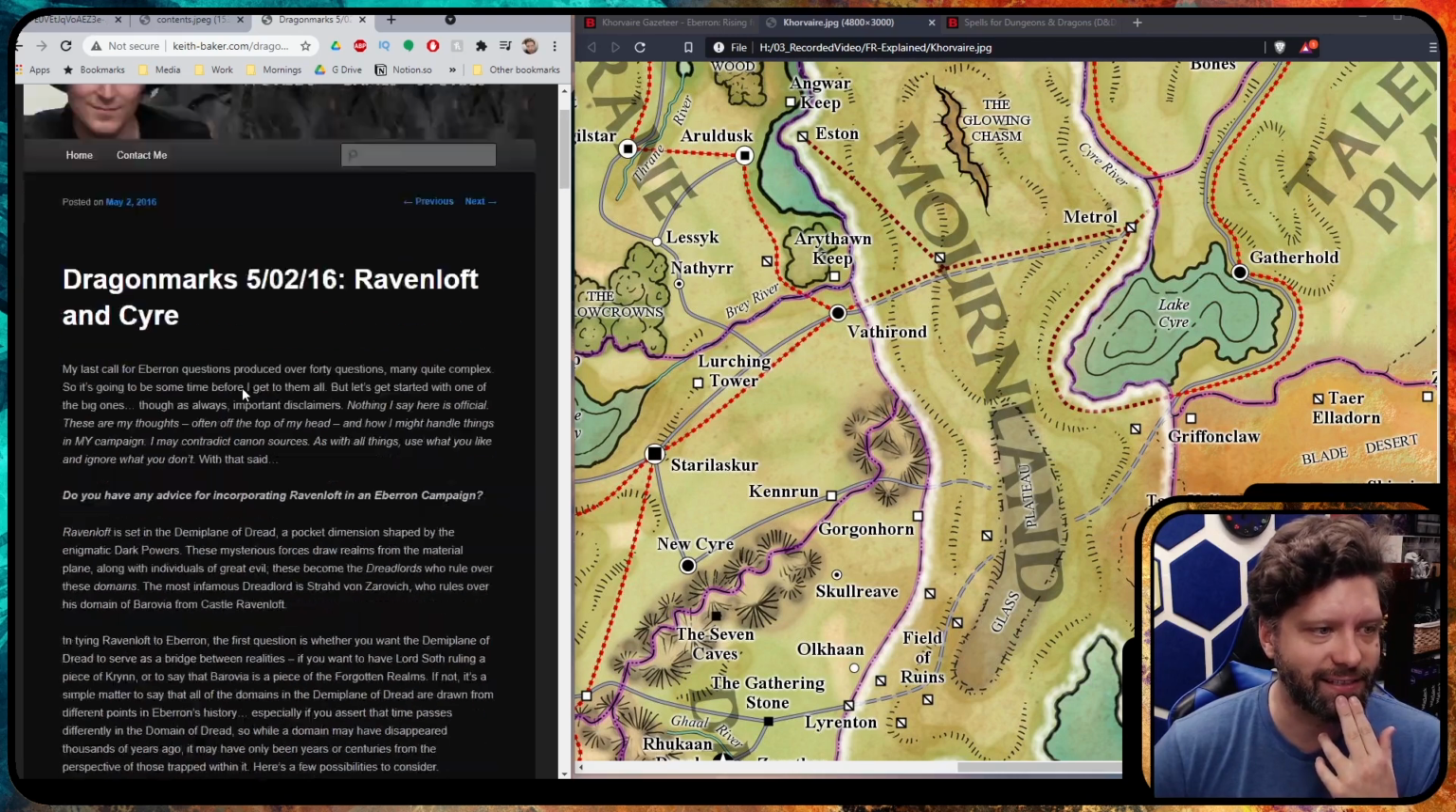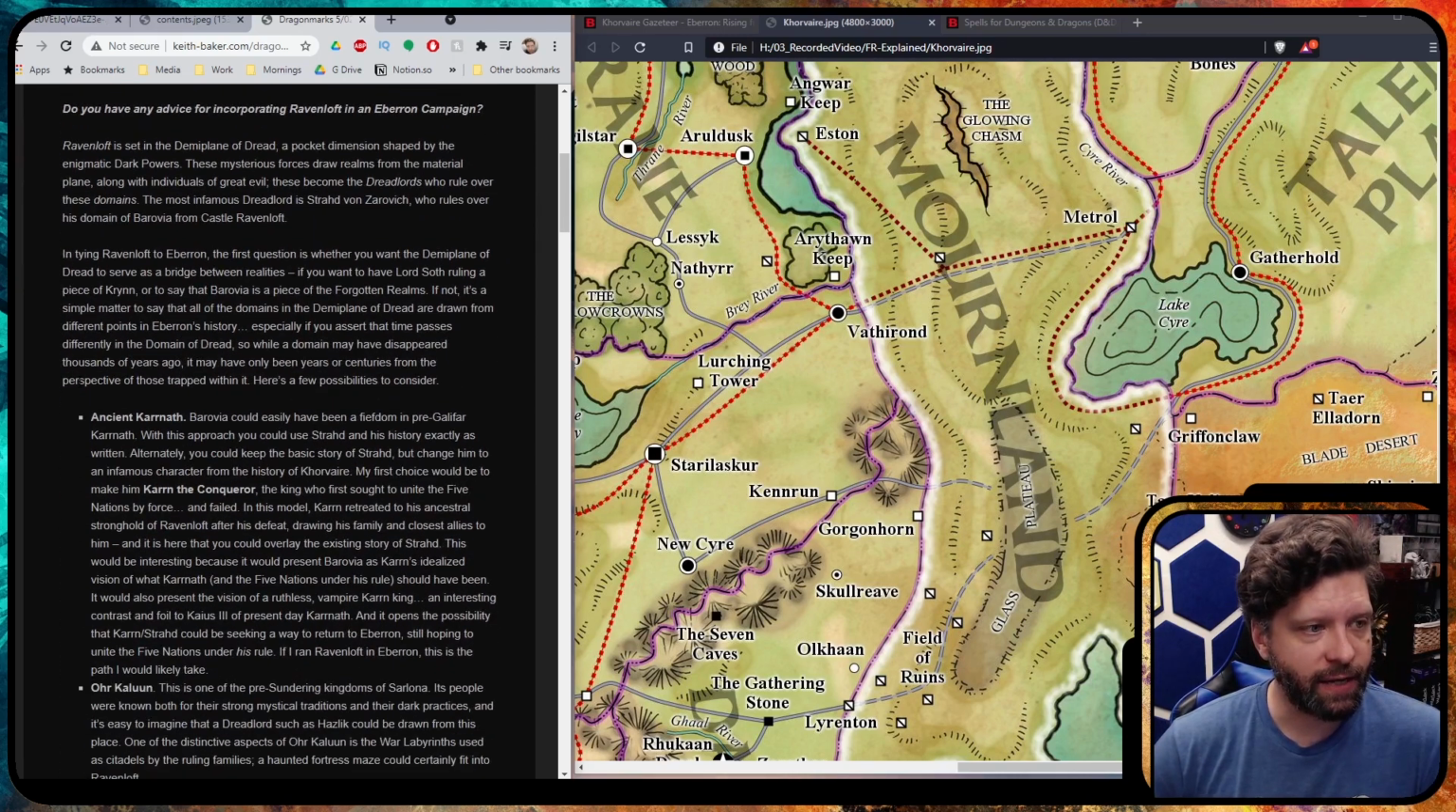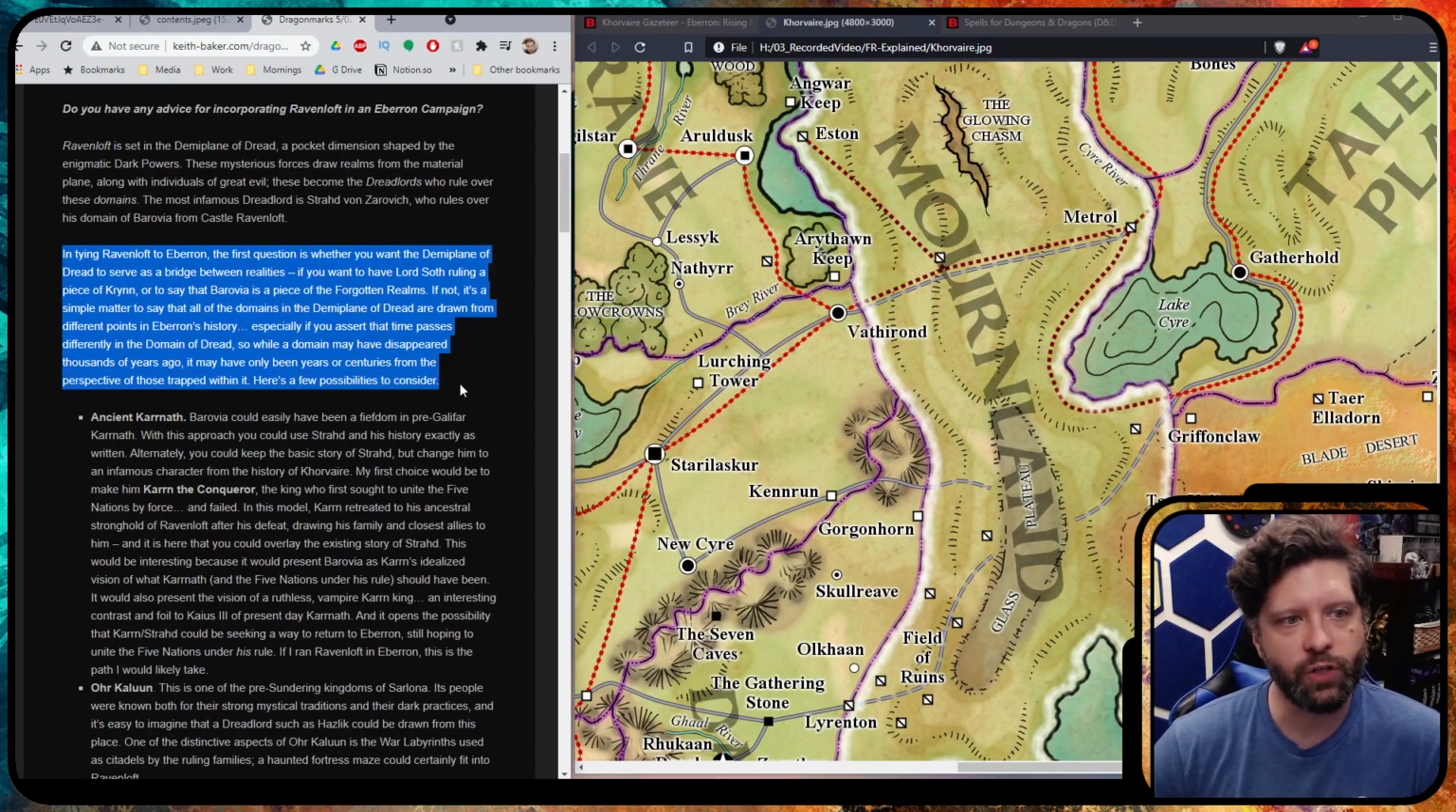Yeah, May 2nd, 2016. And in it, he talks about, I'll try to highlight the part, in tying Ravenloft to Eberron, the first question is whether you want the demiplane of dread to serve as a bridge between realities. If you want to have Lord Soth ruling a piece of Krynn, or to say that Barovia is a piece of the Forgotten Realms. Otherwise, basically what he's saying is that you can say that Ravenloft is the way for us to combine all of the different worlds into one, and that the dark powers are pulling from all of these trans-dimensional places.